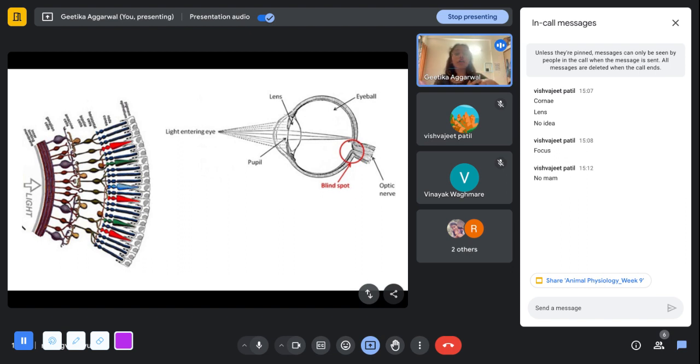All of them form a bunch, and that goes away as the optic nerve. This point, where all of the axons from the ganglions throughout the retina come together, is called the blind spot. That is a spot where no image is formed. There is no rod or cone present at that point. So that is called the blind spot in the human eye.